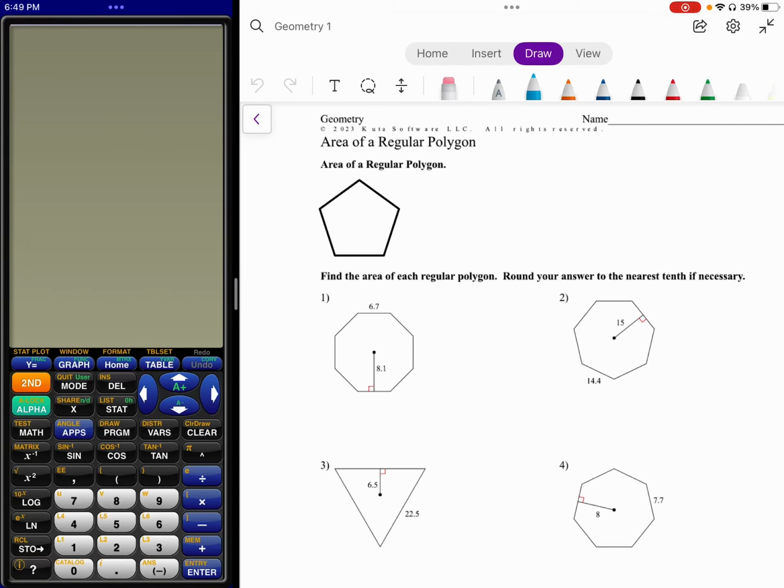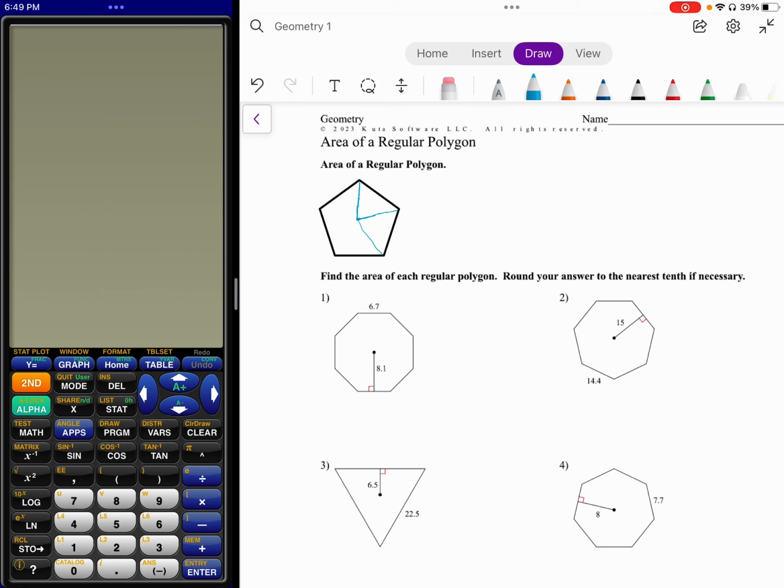We're going to be learning the formula for area of a regular polygon. And so what we're going to do, we've done stuff like this before, is we're going to take this regular polygon. Now this is a regular pentagon, but I'm using it as an example for all regular polygons.